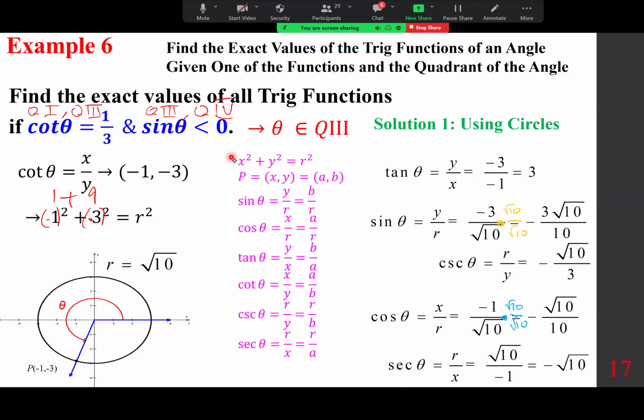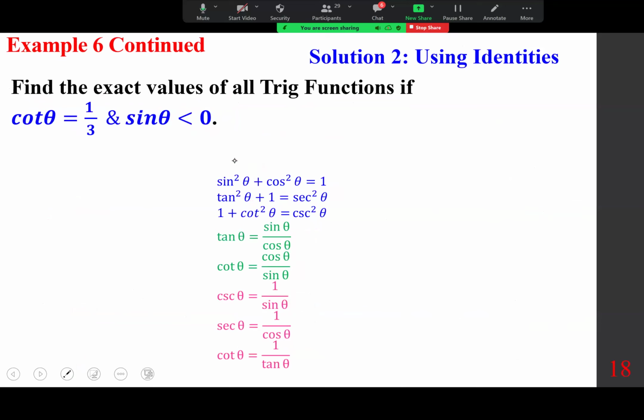We want to look at the same question using identities. So it's the same question and it's the same quadrant that we discussed in the previous page. Cotangent is positive in the first and third quadrant. Sine is negative in the third and fourth quadrant. Quadrant 3 is in common. So we use one of these identities.